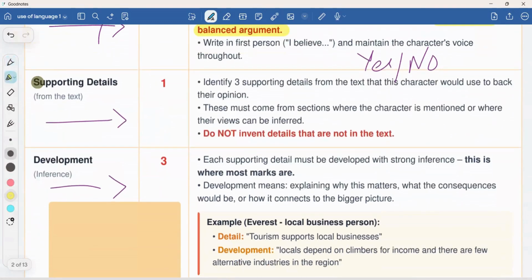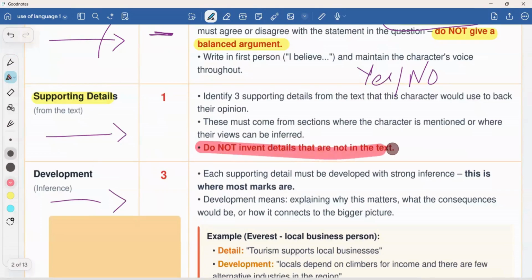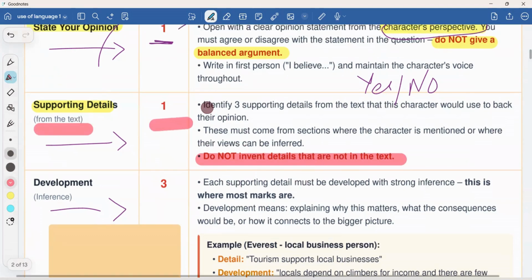Second thing is supporting details. How can you add the supporting details in the answer? The most important thing is do not invent details that are not in the text. Supporting details means they have to be taken from the text. This section has to be added from the text, and you will get 1 mark. So you have to identify three supporting details from the text.